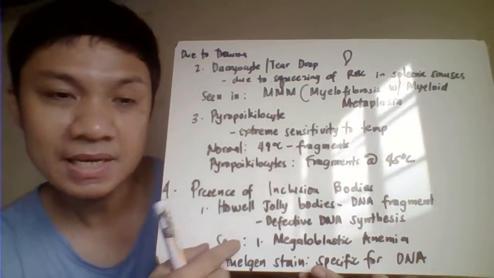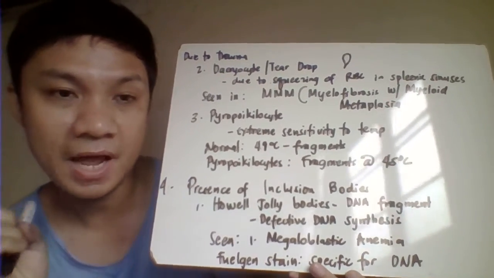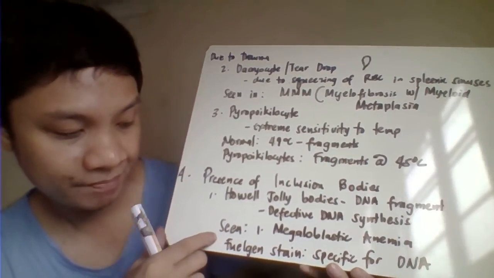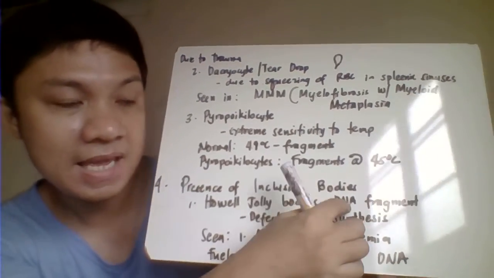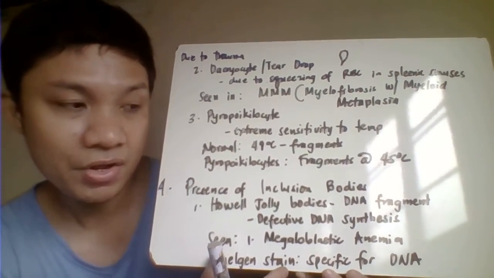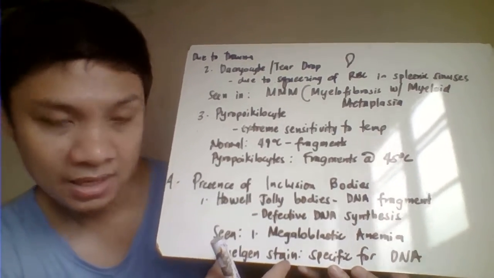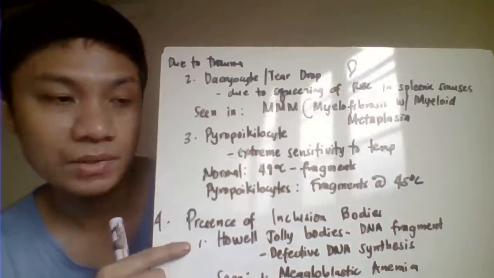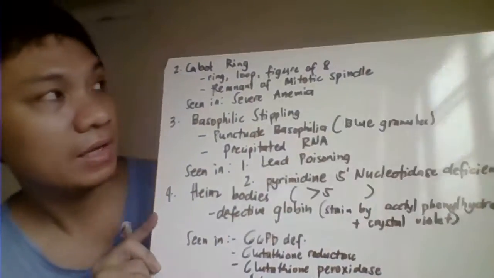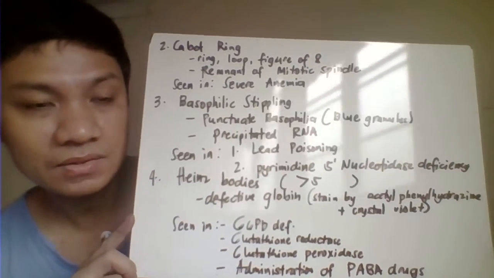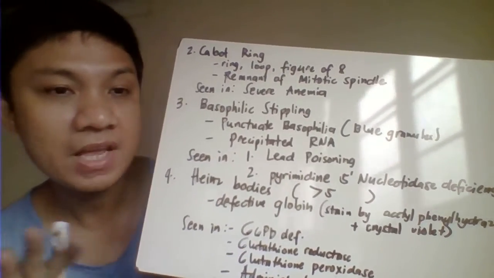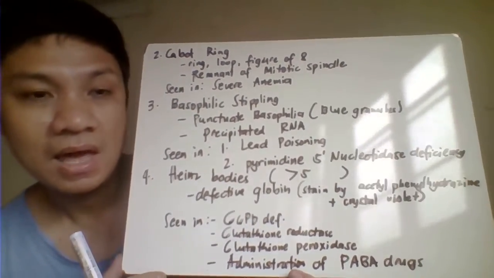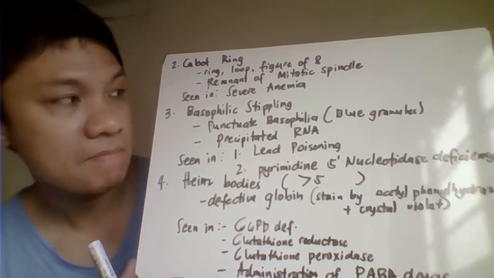Okay, so Megaloblastic Anemia, again, would have the presence of your hypersegmented neutrophil. And at the same time, we have also here the Howell-Jolly bodies. So you can stain this DNA fragment. We have the specific stain for your DNA, we have your Feulgen. This one will give a positive result for your DNA fragments with your Howell-Jolly bodies. Okay, the next one, we have your Cabot ring. So this is a ring or a loop or a figure of 8 na arrangement. And this is a remnant of your mitotic spindle and associated with your severe anemia.